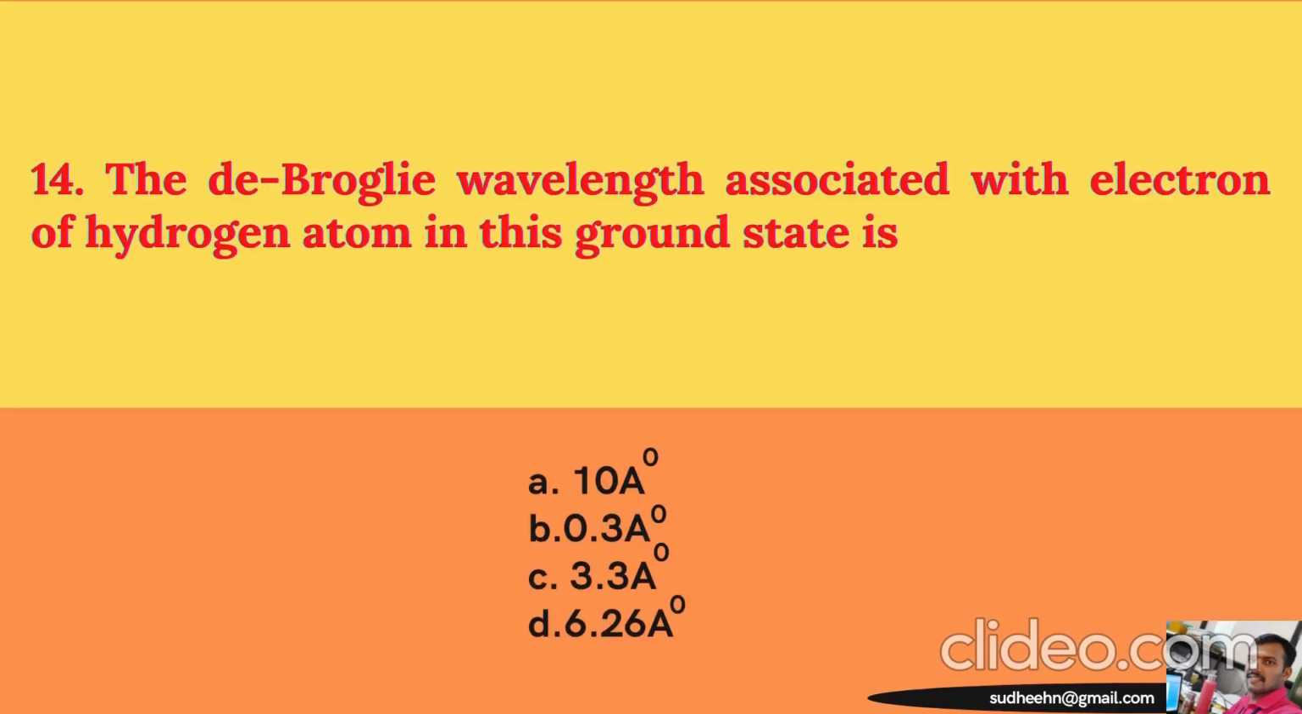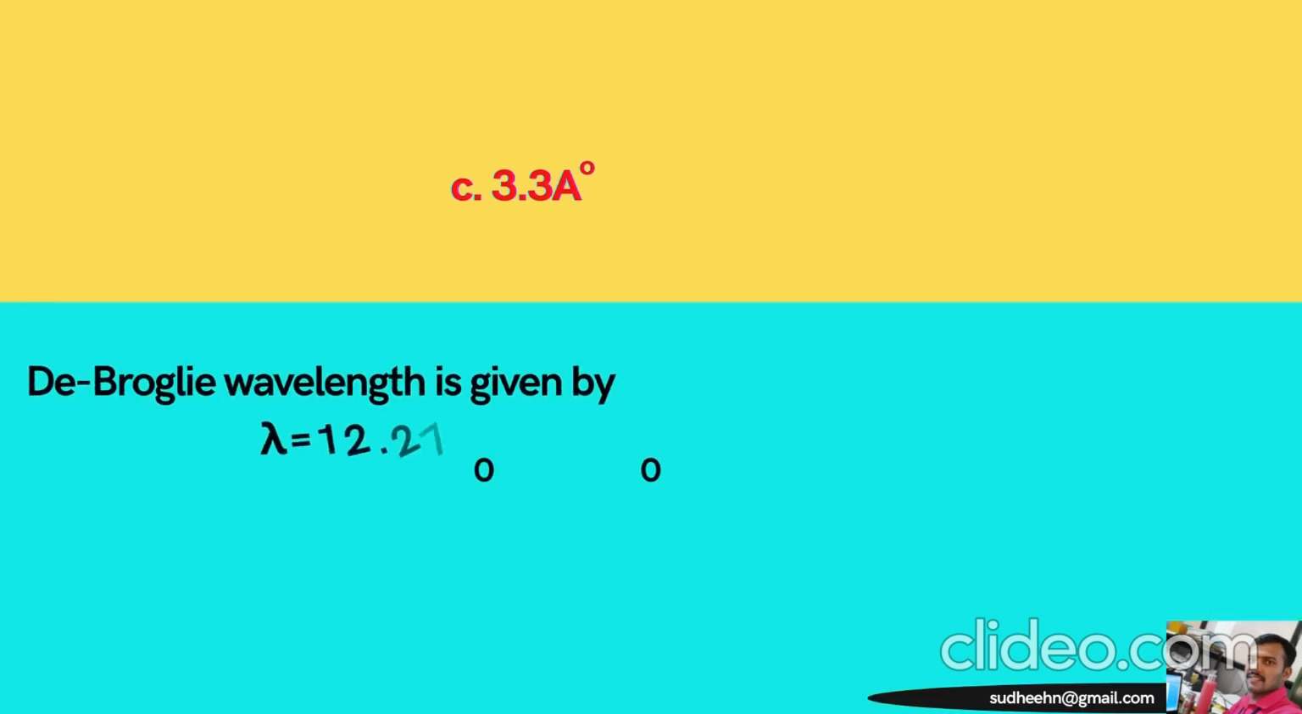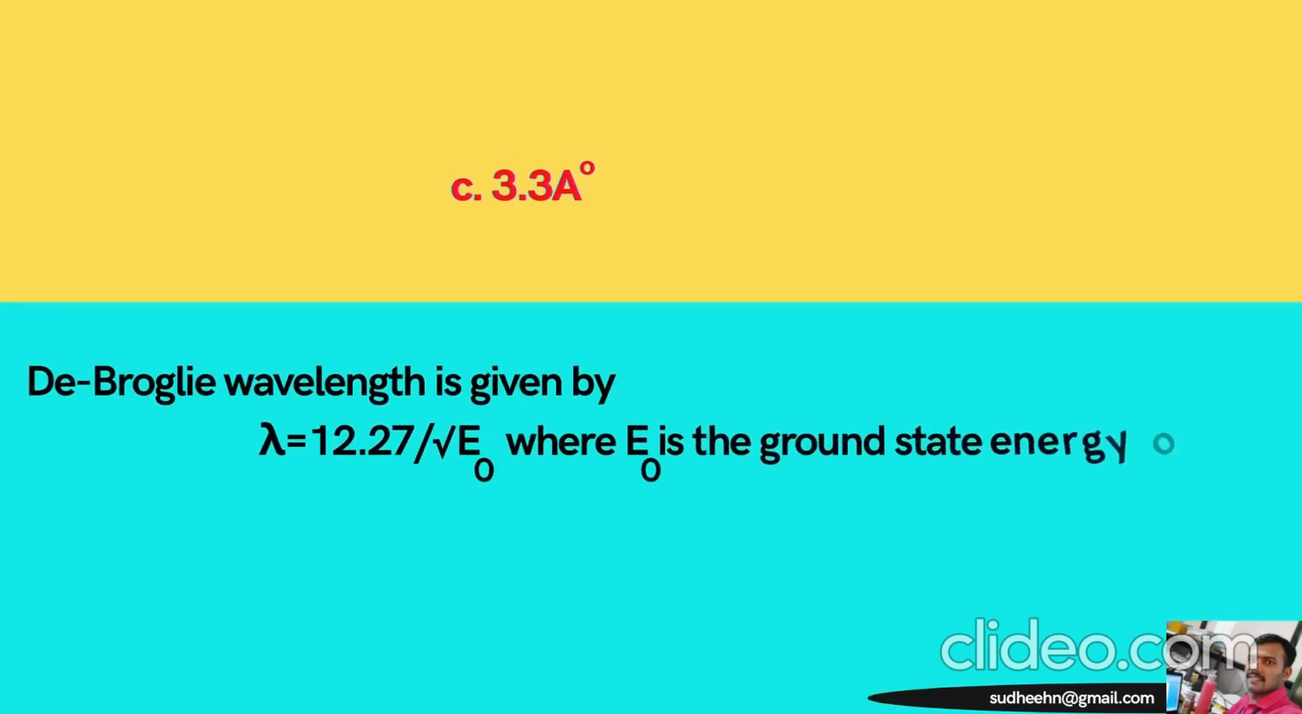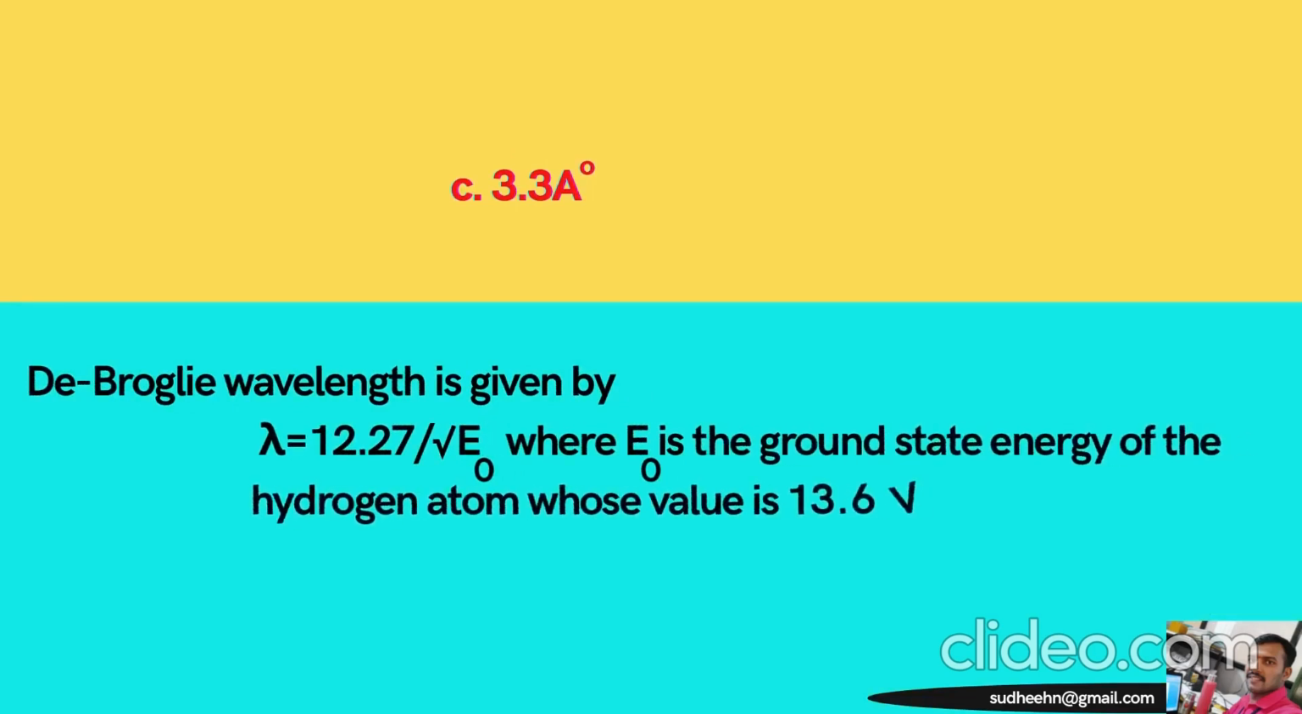The de Broglie wavelength associated with the electron of hydrogen atom in its ground state is, first option is 10 Angstrom, second option is 0.3 Angstrom, third option 3.3 Angstrom, and option D, that is 6.26 Angstrom. And the right answer is option C, that is 3.3 Angstrom. That can be obtained by using the de Broglie wavelength equation, that is lambda is equal to 12.27 divided by square root of E naught, where E naught is nothing but the ground state energy. For hydrogen we know that value, that is 13.6 volts. By substituting that, we are getting the value of wavelength lambda as 3.33 Angstrom.